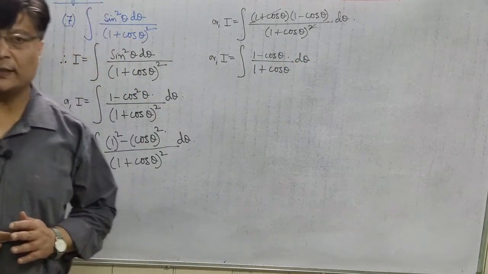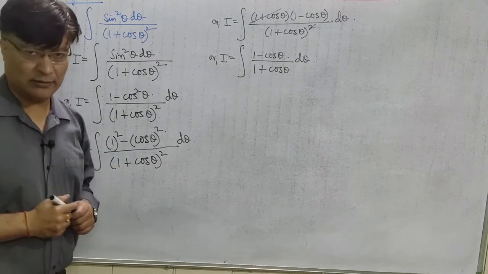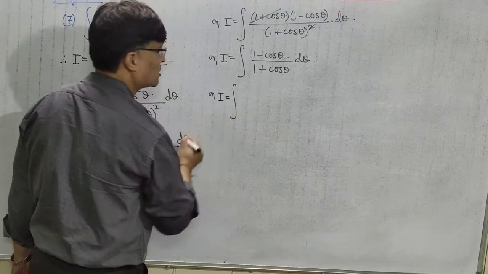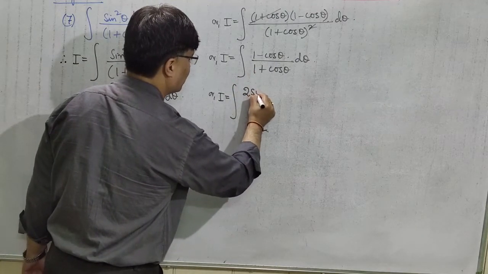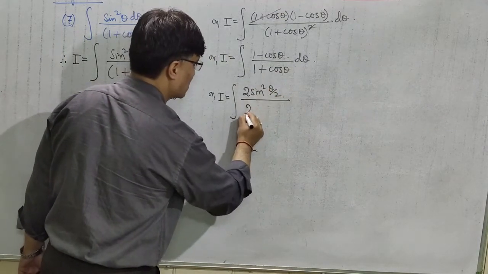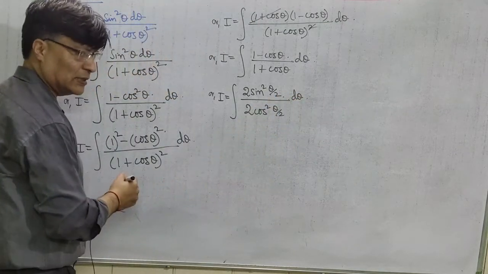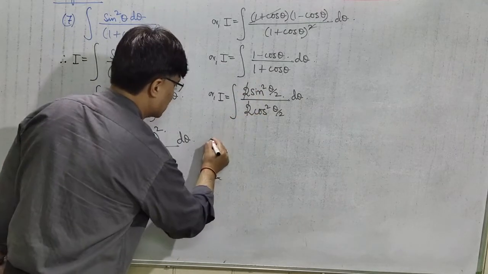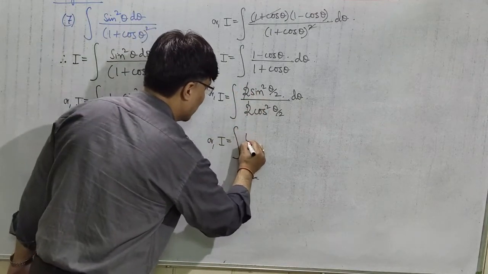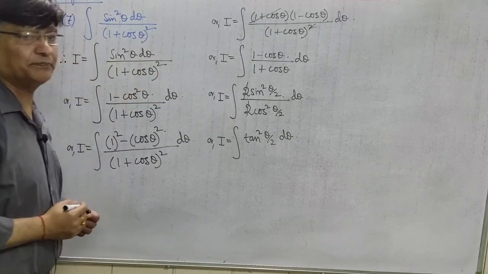So I think you have understood it. So again you can simplify it. You can use the formula from submultiple angles. So what is the formula for 1 minus cos theta? I is equal to the integration of, what is 1 minus cos theta? This is 2 sine square theta by 2 divided by, what is 1 plus cos theta? This is 2 cos square theta by 2. Then we can write d theta. So here these two will be cancelled. Or I is equal to the integration of, what is sine square by cos square? This is your tan square theta by 2, then d theta.